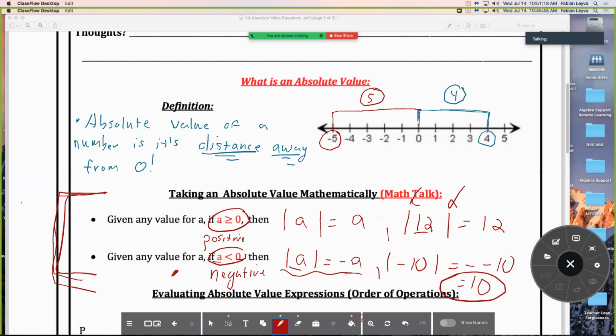Are you guys okay with this? Do you know what an absolute value is in its basics before we start moving on to problems?